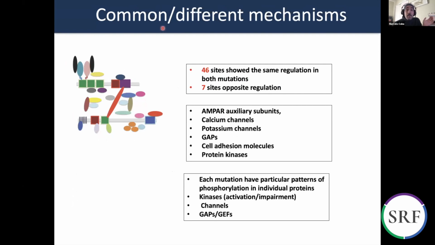We found more than 40 sites that show the same regulation in all the controls. So we have a number of replicates in each corrected cell line, and we have exactly the same sign going in the same direction, which is an interesting point to follow up. Some of them go in the opposite direction, and there are nice sites to look for, sites that we study in the context of mature synapses as well: AMPA receptor auxiliary units, calcium and potassium channels, solar gaps, protein kinases. So these are interesting things to show.